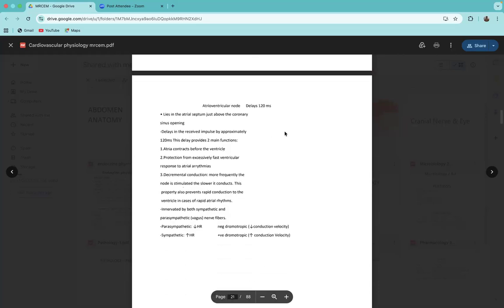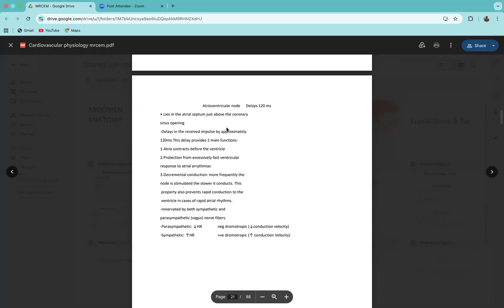Okay, so we have already studied the sinoatrial node, and now we are moving forward to the atrioventricular node. The atrioventricular node lies in the atrial septum, just above the coronary sinus opening. The coronary sinus is basically the opening of the veins of the heart. The veins of the heart open into the coronary sinus, which eventually opens into the right atrium. The function of the AV node is basically to delay the received impulse.